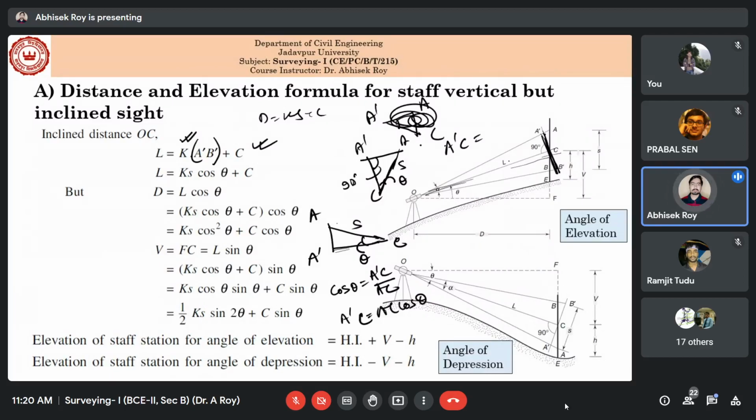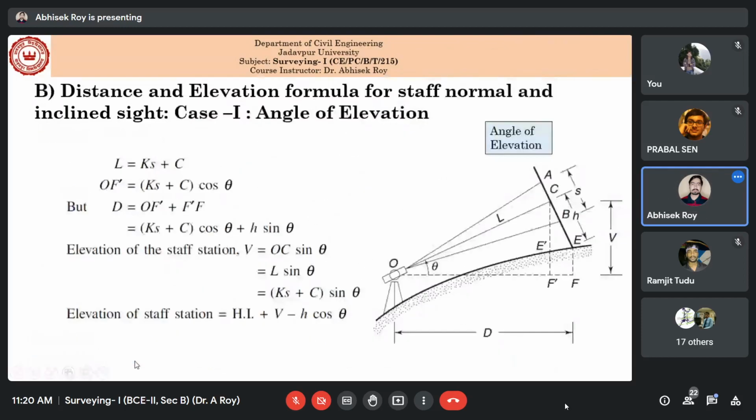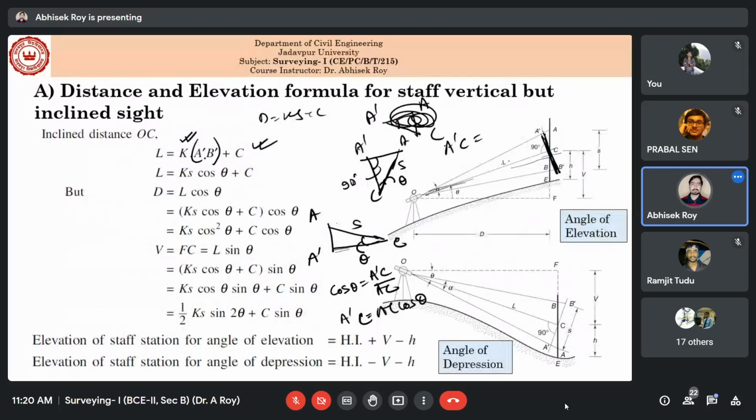Okay. So similarly here you are applying this equation, L equals K into this reading plus C. Now this reading, that is A dash B dash, you have already calculated, that will be S cos theta. So instead of S you have to write S cos theta, right? So this equation will become L equals Ks cos theta plus C.